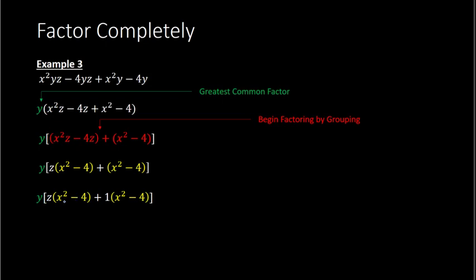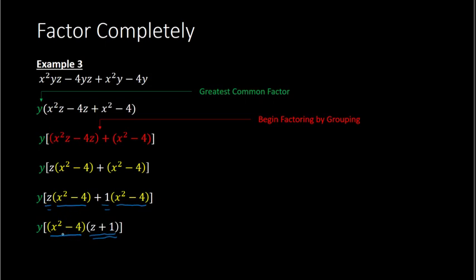So when I factor by grouping, I see that they have an x squared minus 4 in common here and here. So I pull that out. That's what I see right there. And in parentheses, I'm left with the z plus 1. So factoring by grouping would give me x squared minus 4 times z plus 1.